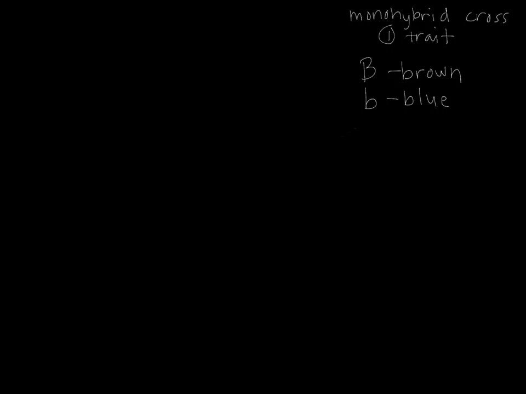So let's make dad have a big B and a little b. And that means he's going to have brown eyes because he does have a dominant allele. And we'll make mom little b, little b. She will have blue eyes because she has two recessive alleles.